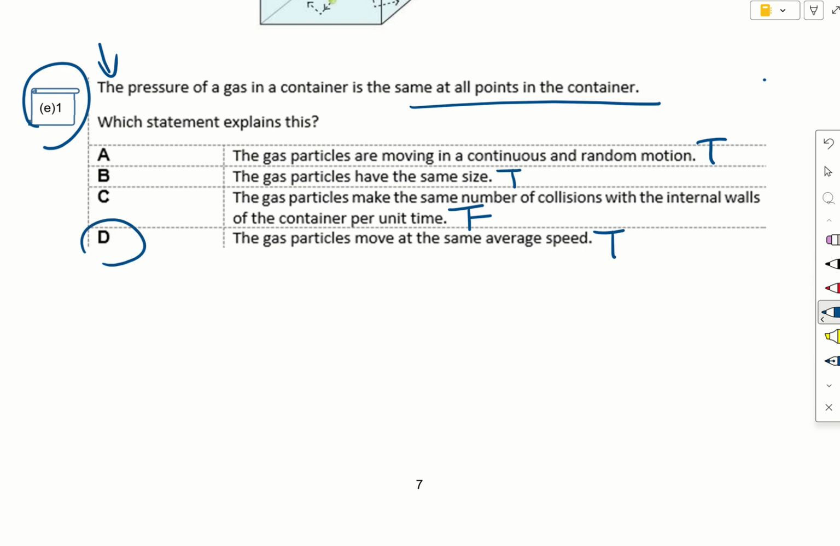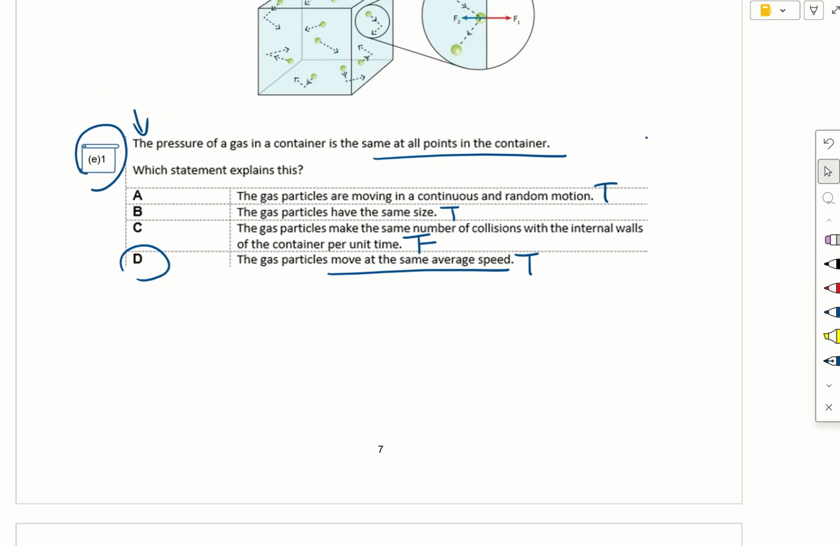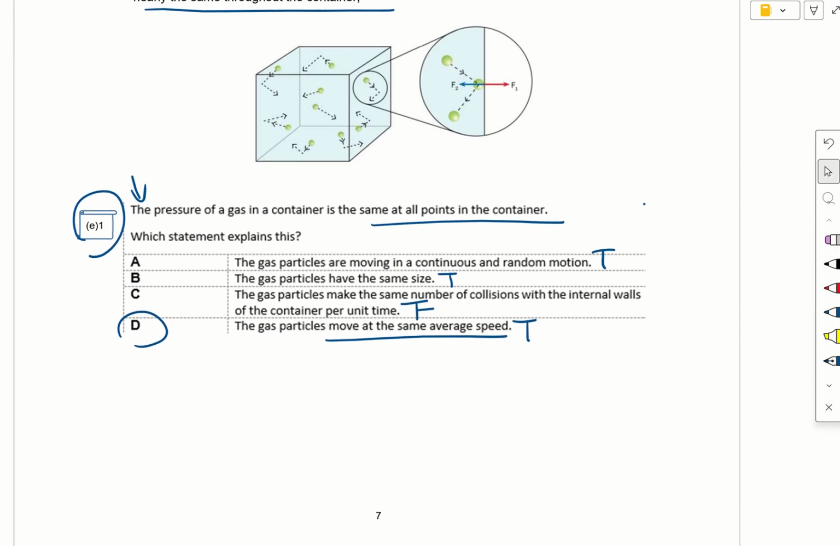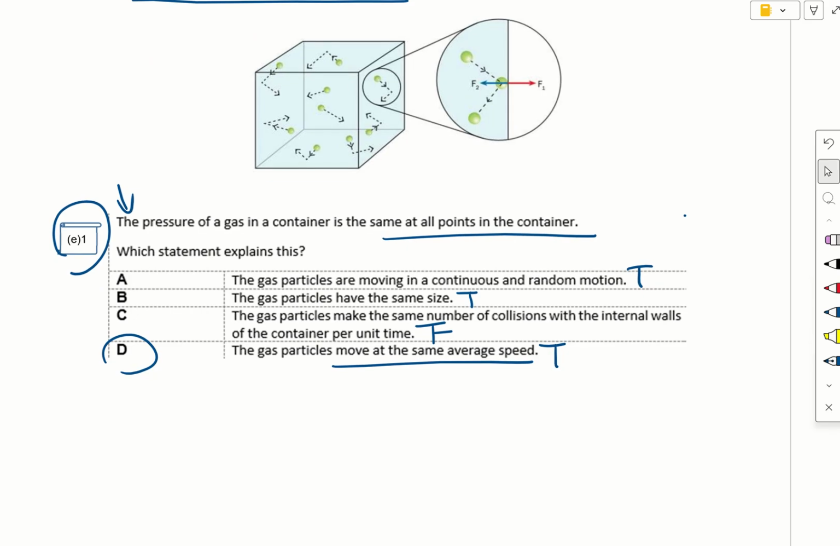The gas particles actually move at the same average speed. Okay, so if they move at the same average speed, then they will have a net force that they exert, which then accounts for the pressure, as pressure equals force over area.